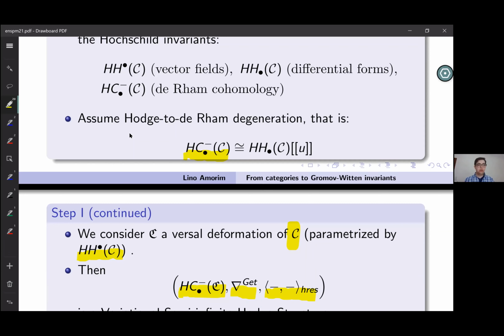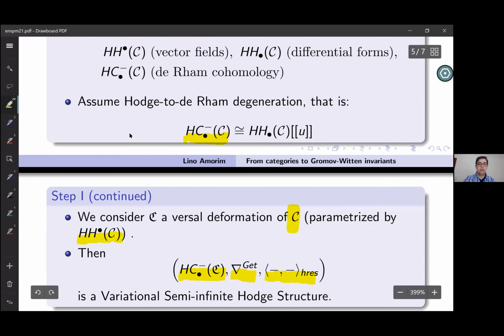And on cohomology, we have a pairing, right? You can just integrate over the space. Okay, so in these three things, so a flat connection and a pairing and a lot of compatibilities between them is what's called a variation of semi-infinite Hodge structures. And this is what we have on the negative cyclic homology of this deformation of our initial category, assuming we have this Hodge-to-de Rham degeneration.